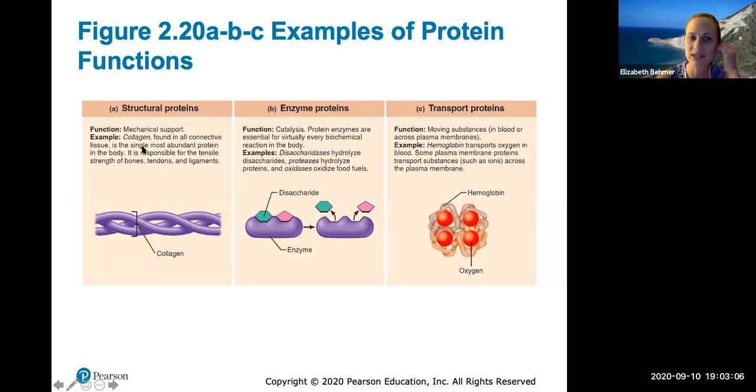Structural proteins, an example is collagen. And collagen is the single most abundant protein in the body because it helps make up bones, tendons, and ligaments. So that's collagen, a type of structural protein. Enzyme proteins. Enzymes are important for chemical reactions. They are catalysts. And then transport proteins help in moving substances. And hemoglobin is an important transport protein in your blood. Hemoglobin transports oxygen in your blood.